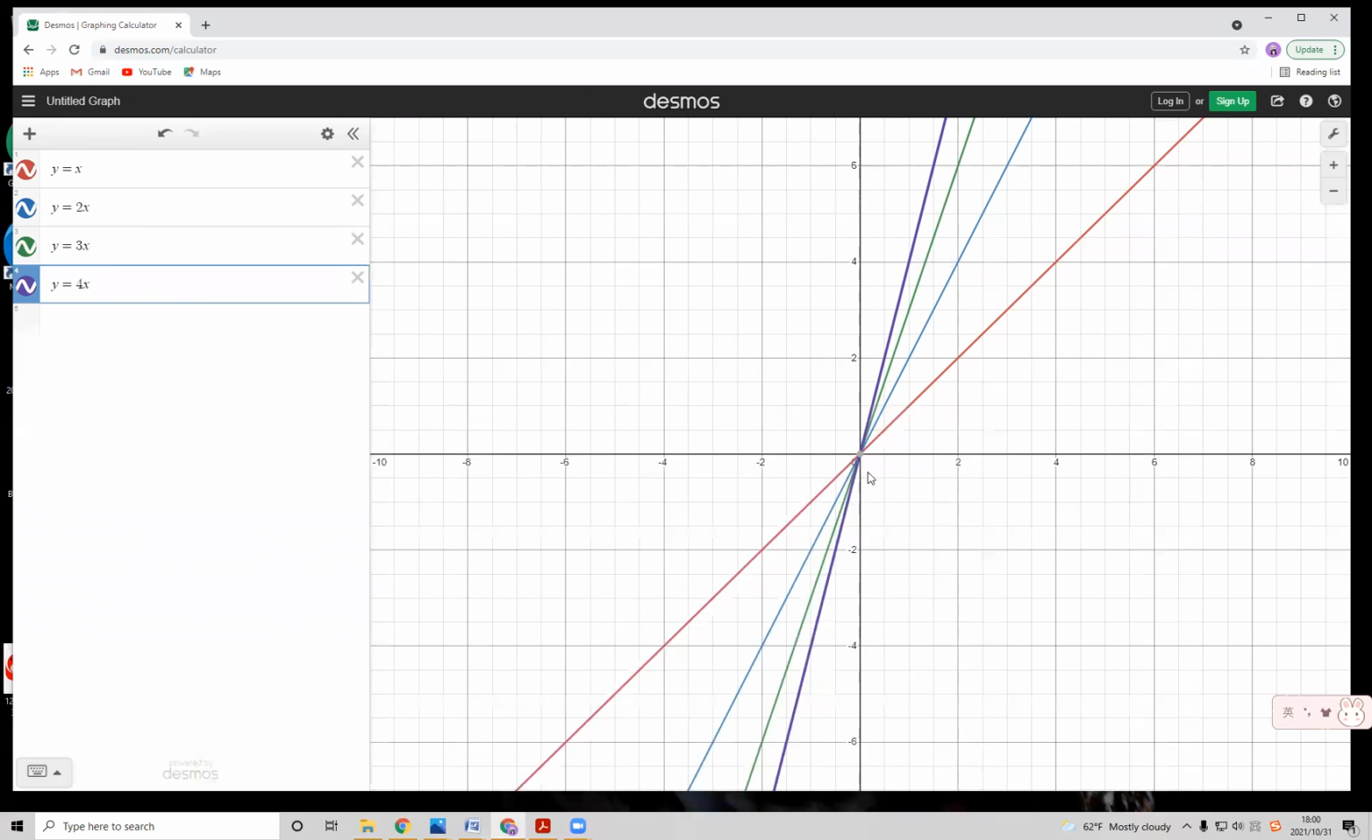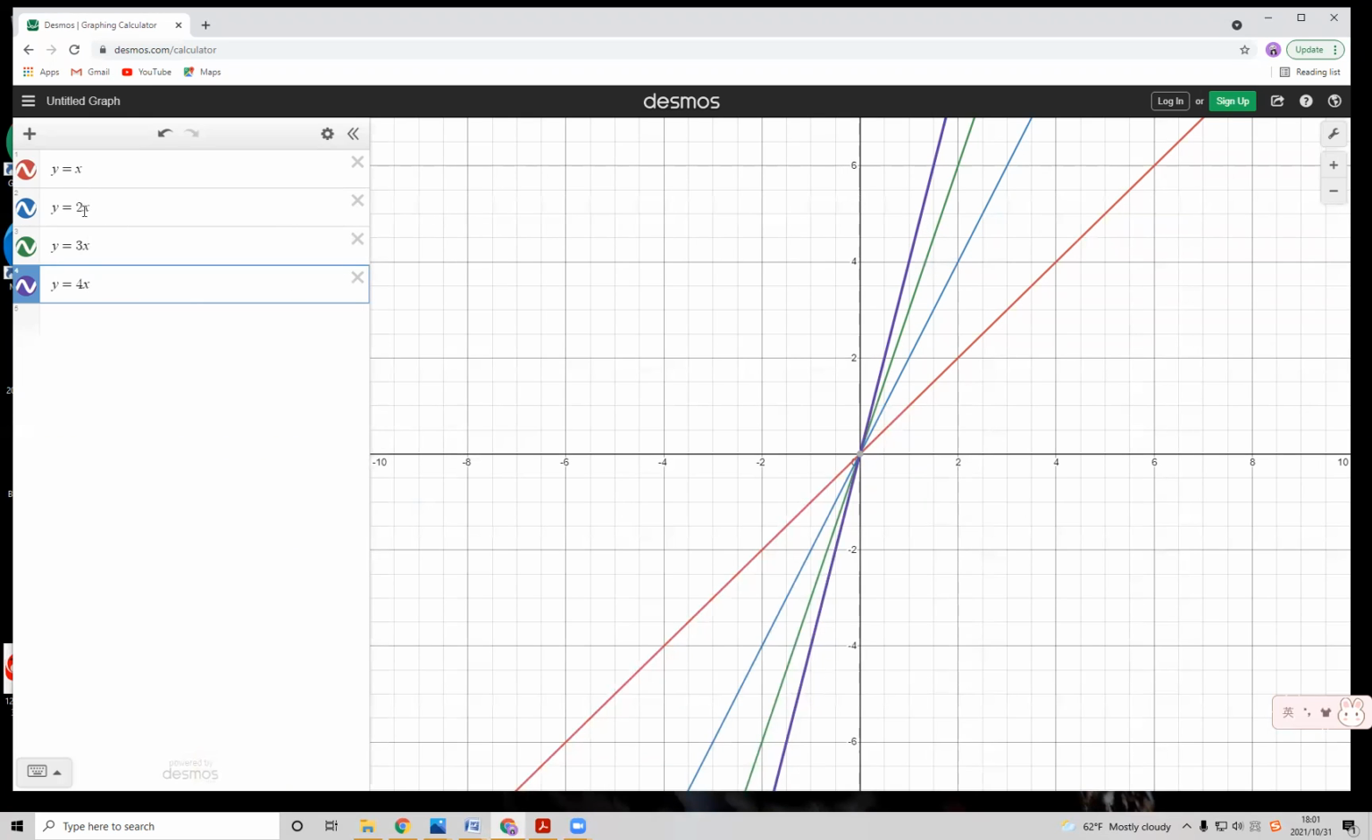graphing paper. And we can see over here, the red line is representing y equals 1x, or y equals x. The second one, the blue one, is y equals 2x. When you observe all these lines, you should notice that every one of them is getting steeper and steeper.